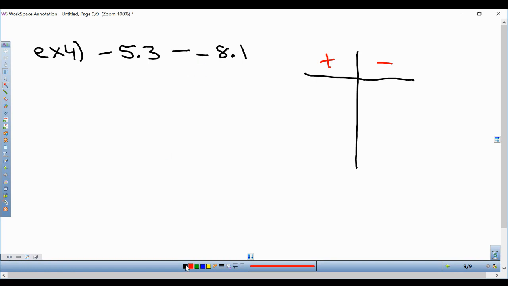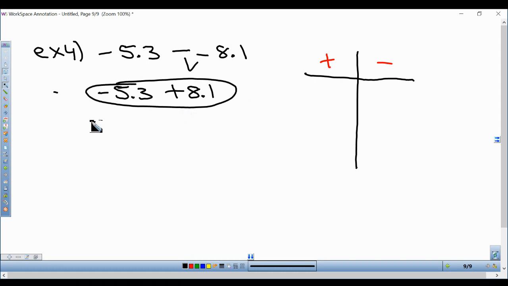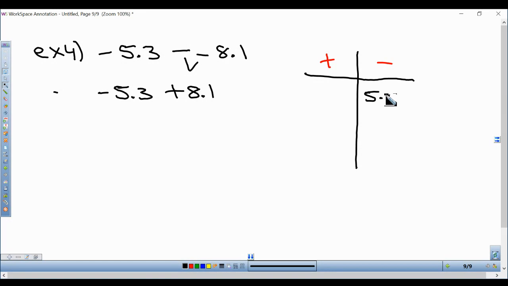So I'm going to rewrite this equation. The equation actually reads negative 5.3, and these two negatives make a positive, plus 8.1. I've rewritten my equation, and this is now the correct equation I want to be looking at. I've simplified it by getting rid of those two negatives. And I can put those numbers into my scoreboard now. 5.3 belongs on the negative team. And 8.1 belongs on the positive team. So which team won? Well, this time the positives won. They've got more points.